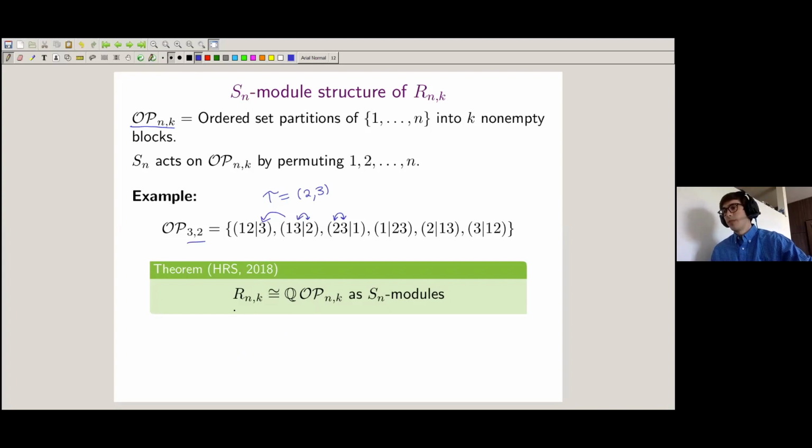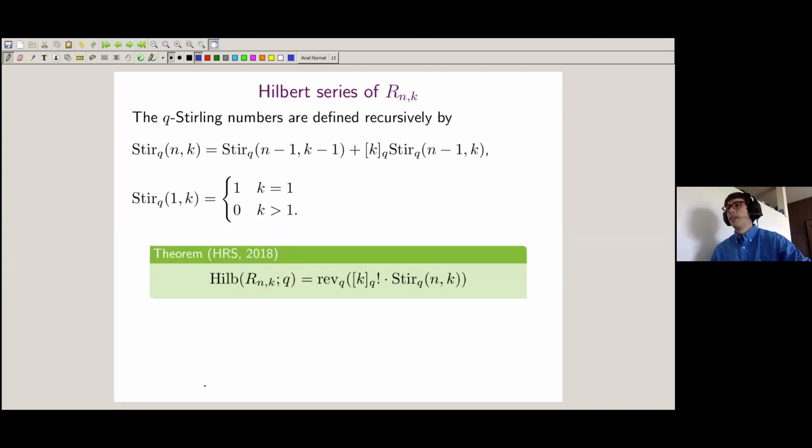And they proved that R_{n,k} is isomorphic as Sn modules to this Q vector space spanned by this set of combinatorial objects, which generalizes the regular representation statement for the coinvariant ring. And it also has a nice Hilbert series. Maybe I'll briefly just say that the Hilbert series is given in terms of the q-Stirling numbers.